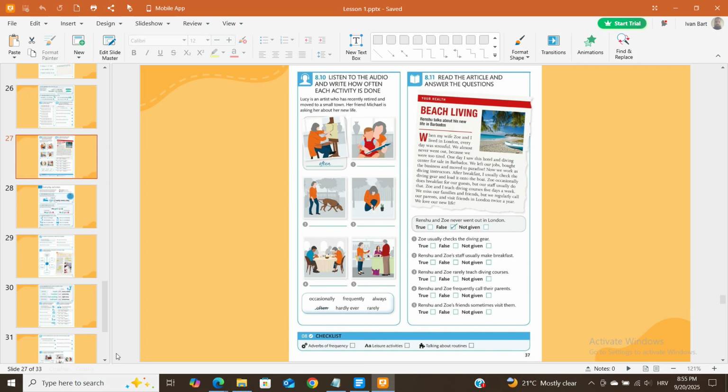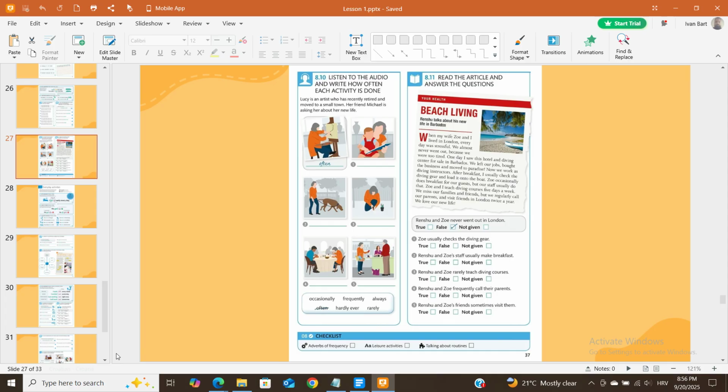8.10 Listen to the audio and write how often each activity is done. Lucy is an artist who has recently retired and moved to a small town. Her friend Michael is asking her about her new life. Often. Occasionally. Frequently. Always, often, hardly ever, rarely.